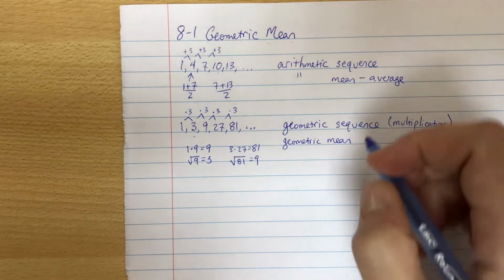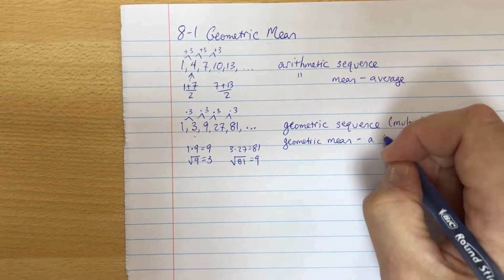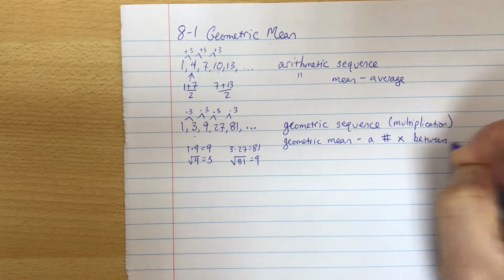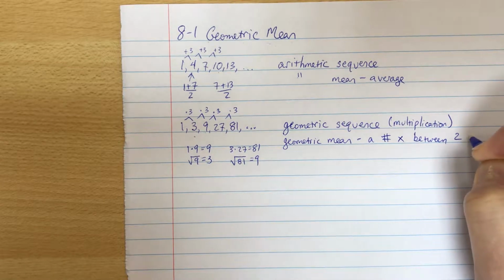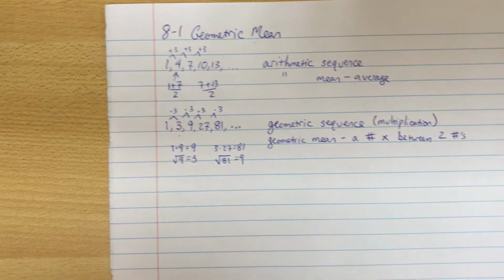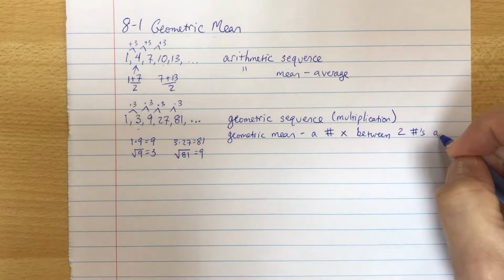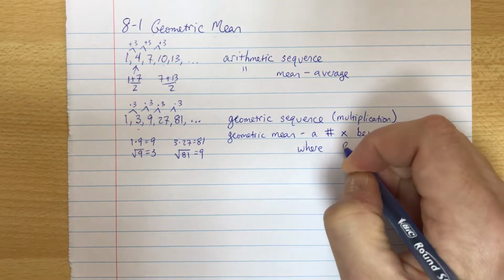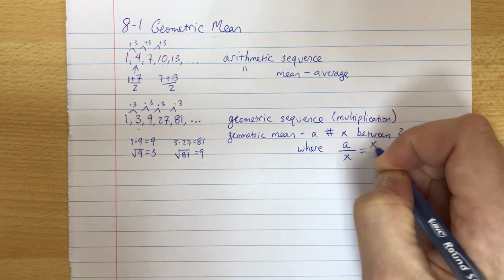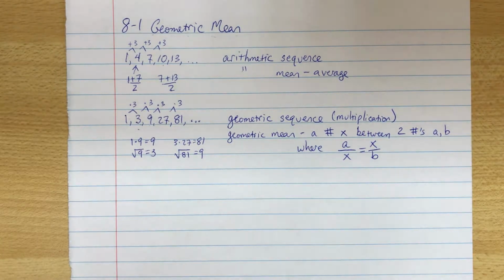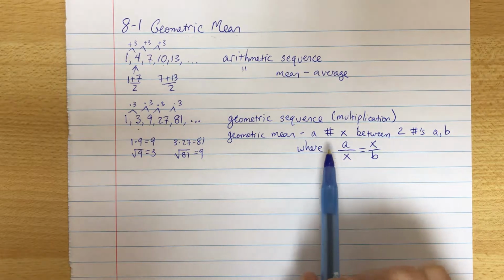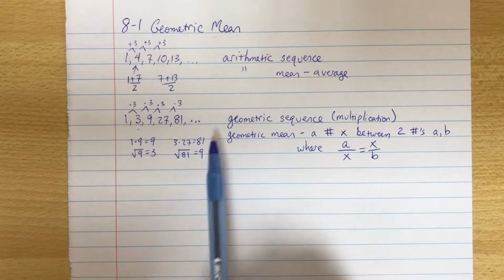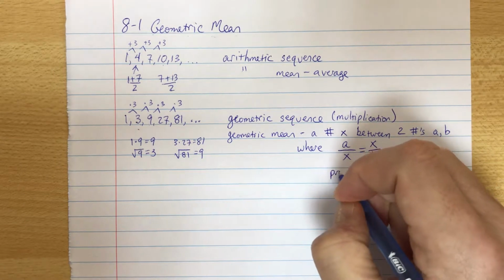Here's the definition of a geometric mean. It's a number, we'll call it x, between two other numbers, which I'm going to call A and B, where A over x equals x over B. With arithmetic you're adding, but with geometric you're dealing with multiplication, so this is a proportion.